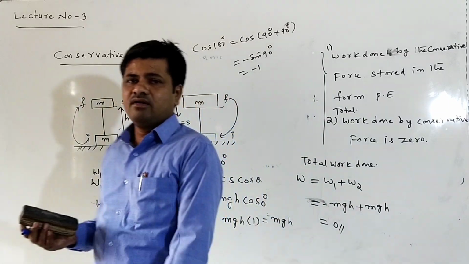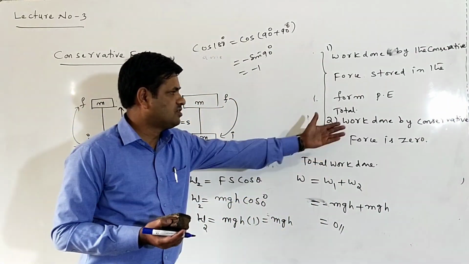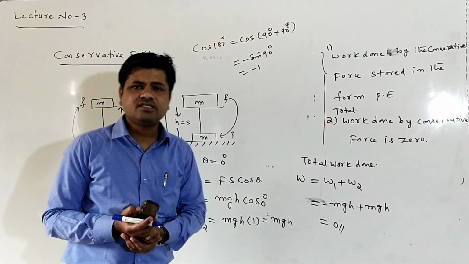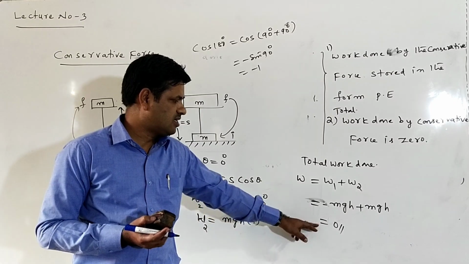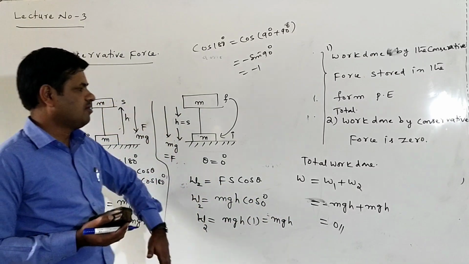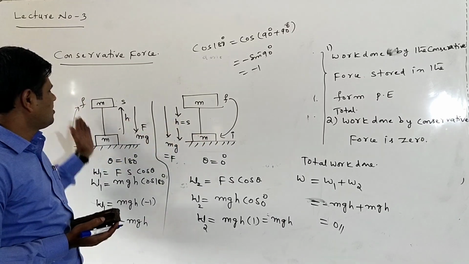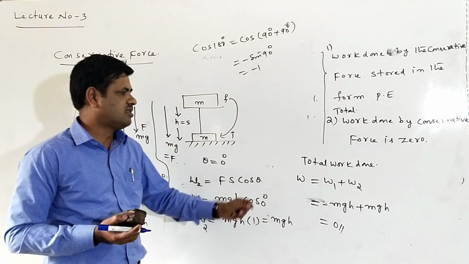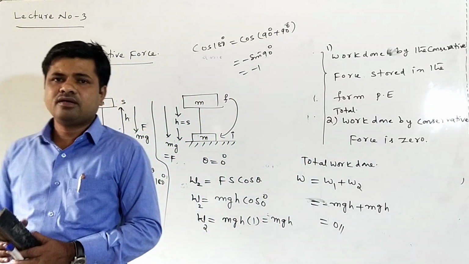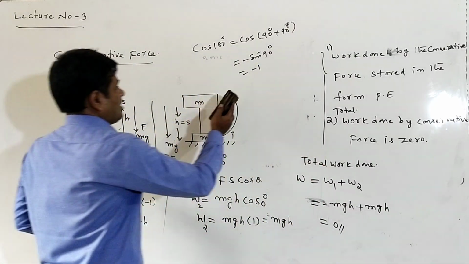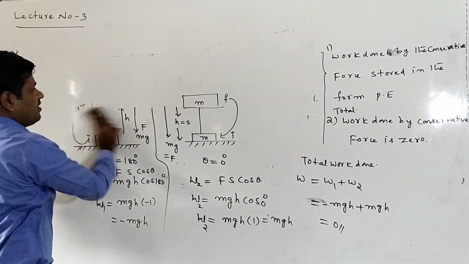Right. Here, this is the total work done by which force? Conservative force. We know that the work done by the conservative force is 0. That's the reason, when the body is moving in the upward direction and coming in the downward direction, moving from initial to final or final to initial, in this case the work done by the conservative force is 0. Right. Now next we will discuss the non-conservative force.